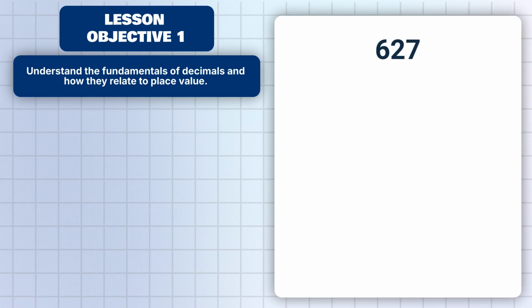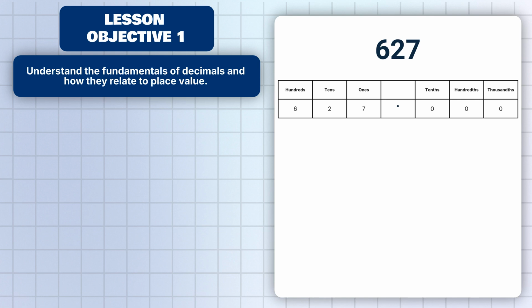To help visualize this, let's use a decimal place value chart. Notice that place values are symmetrical around the units, ones, and decimal point. Just as tens are 10 times a unit, 1/10ths are 1/10 of a unit. Understanding this symmetry helps in comprehending how decimals fit into the broader number system.